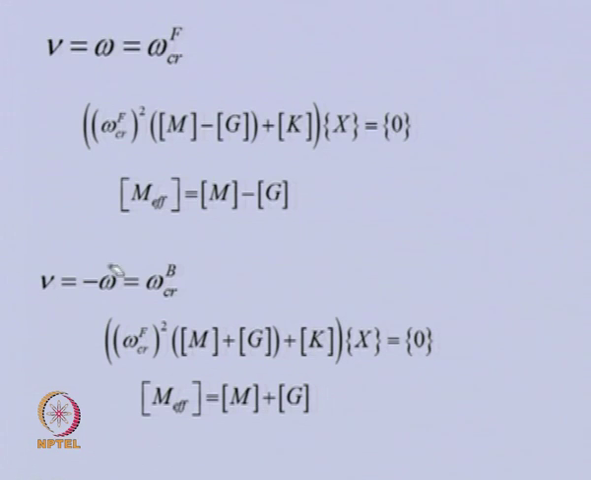So this is the second case, when we have whirl frequency minus omega, that is, we are defining the backward critical speed. If we substitute in this equation, we will see that this sign will get changed to positive, and the effective mass will now be m plus g. So here the effective mass is increasing, so we expect that the backward critical speed, this is b, will be decreasing. This particular trend we have seen in the previous quasi-static analysis case also.